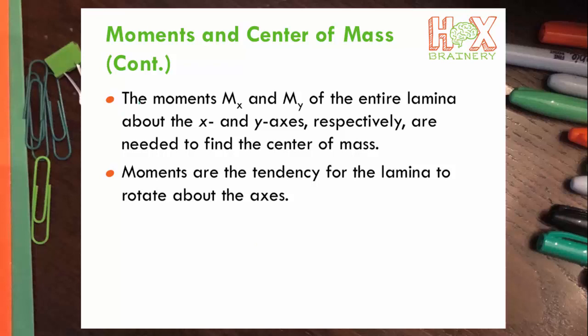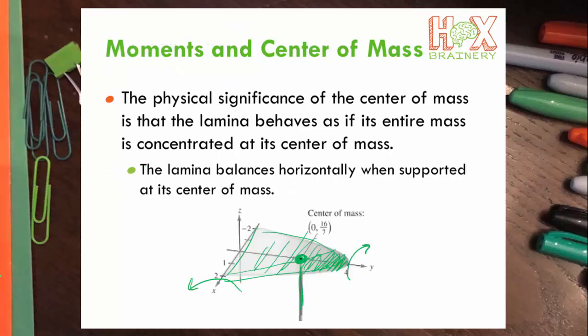All right, so moments, and this is how we will denote them, M sub x and M sub y, of the entire lamina about the x and y axis respectively are needed to find the center of mass. So moments are the tendency for the lamina to rotate about the axis. So go back to this picture for a second.